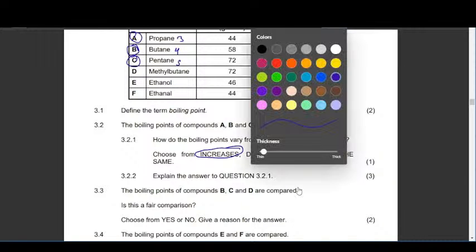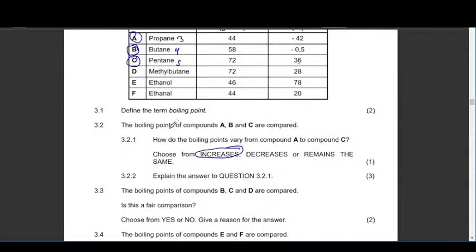Let me change the color. Someone is saying, why that color? Okay. B, C, and D.